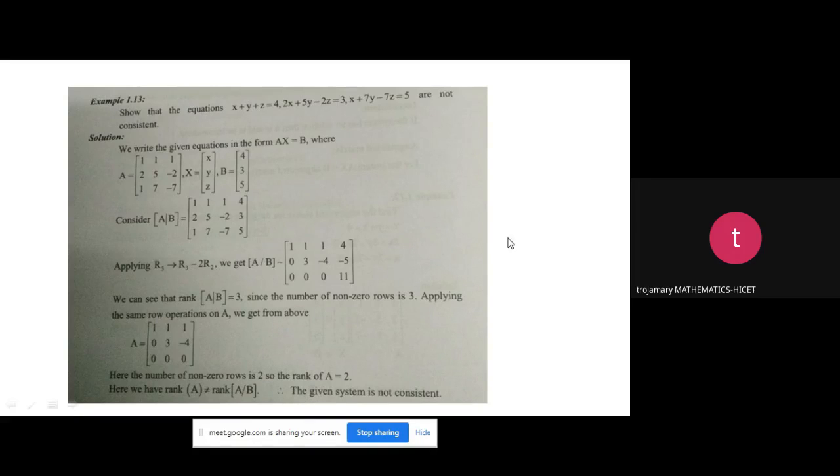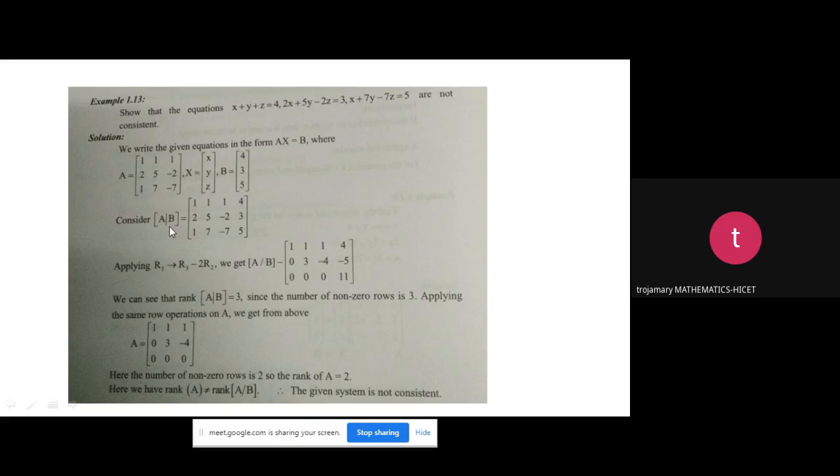for finding a rank, the given system of linear equations can be written in a matrix form Ax equal to B. So A is 1 1 1, that is x plus y plus z equal to 4. So for x plus y plus z, just write the coefficients. Then from the second equation it is 2, 5, minus 2. And the third equation is 1, 7, minus 7. And the elements in the right hand side, 4, 3, 5. Okay. So that is Ax equal to B.